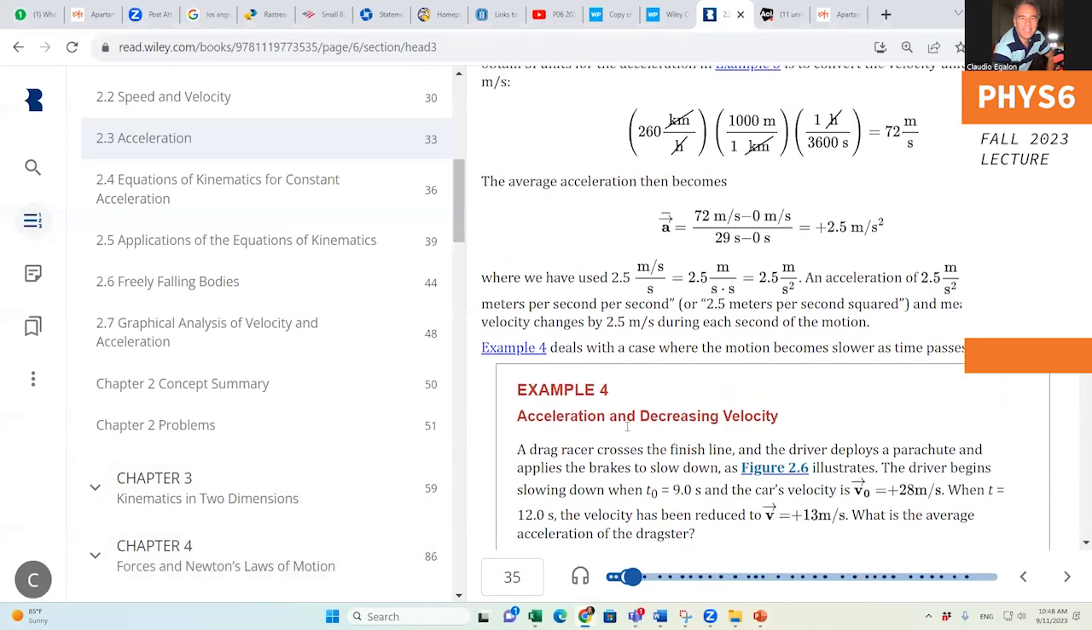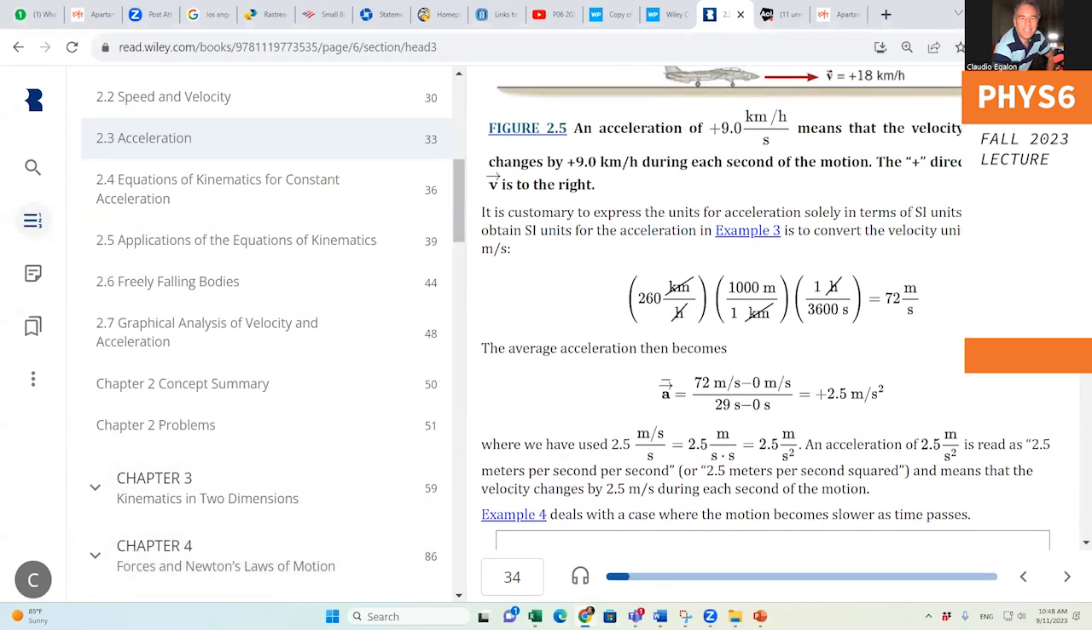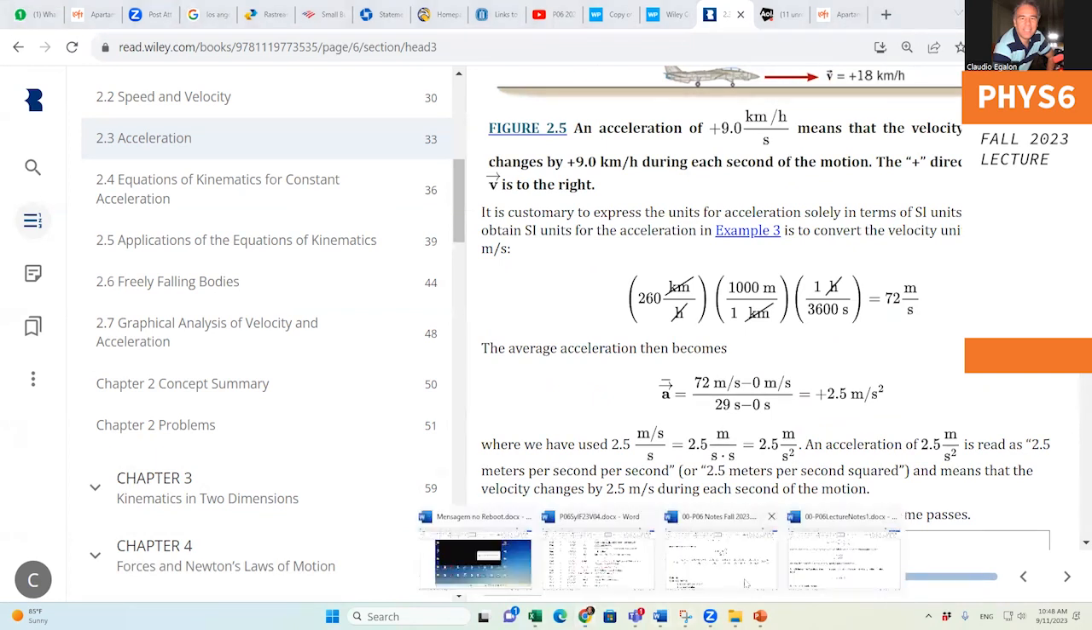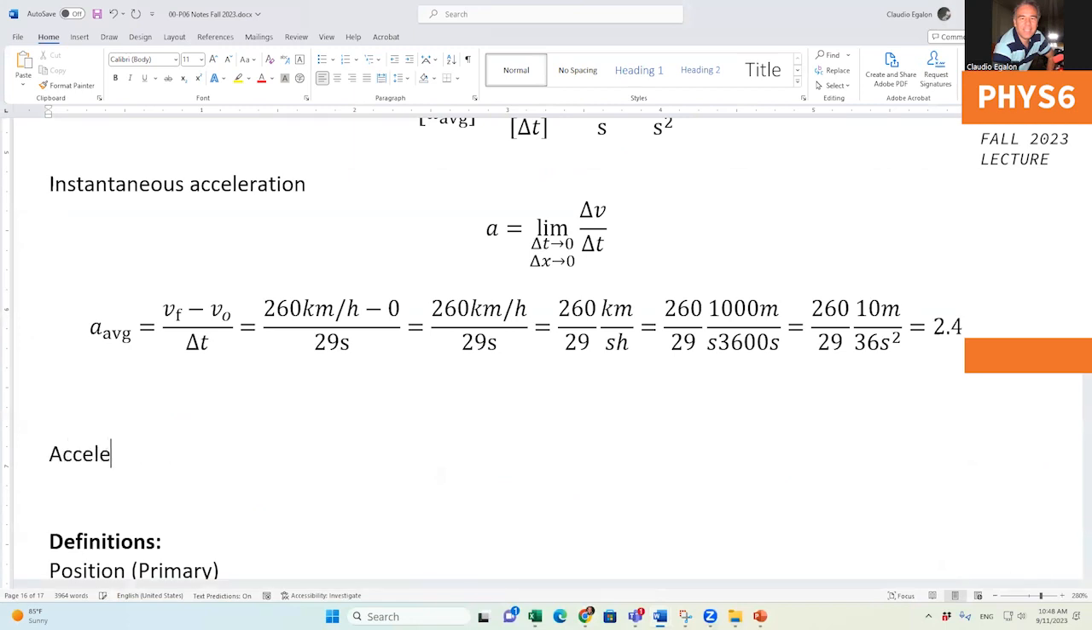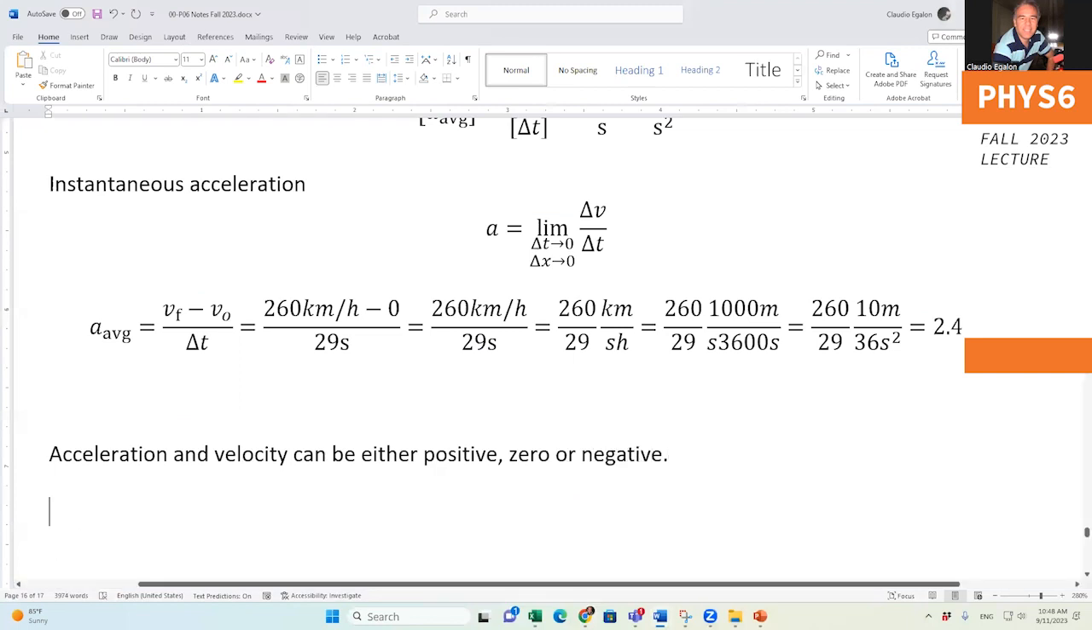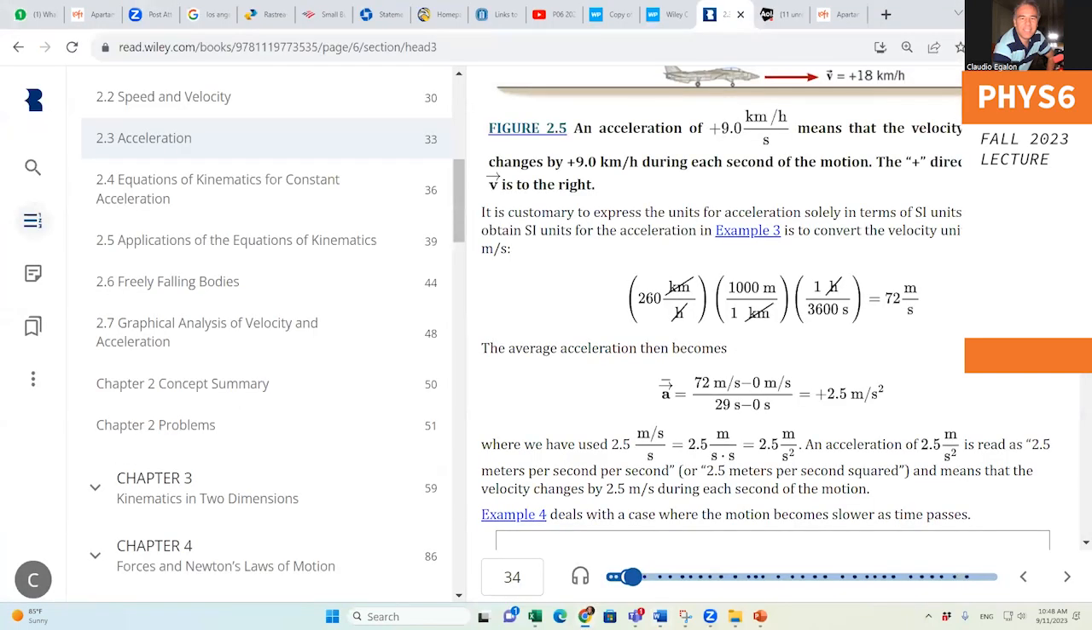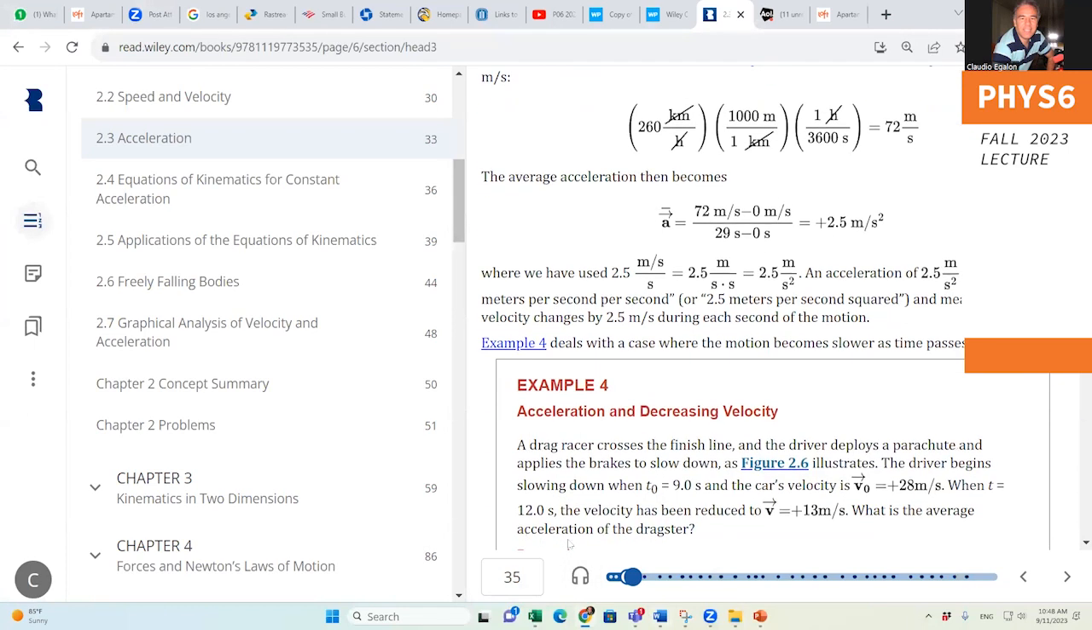So we do have positive accelerations as well as negative accelerations. By the same token, acceleration and velocity can be either positive, 0, or negative, right? And that's what the next example in the book is all about. Acceleration and decreasing velocity.